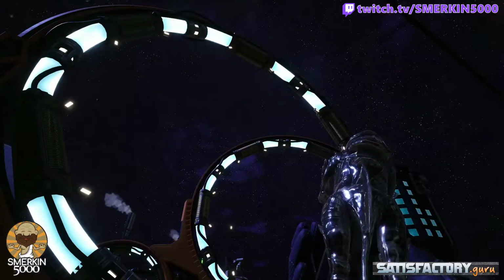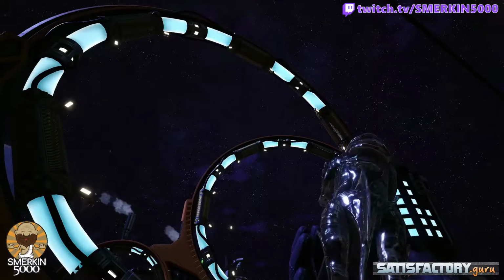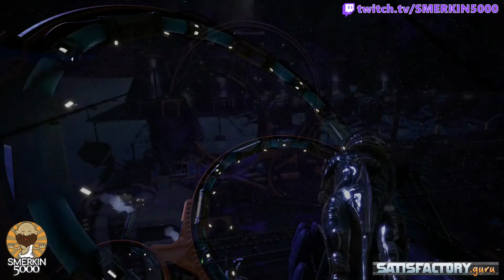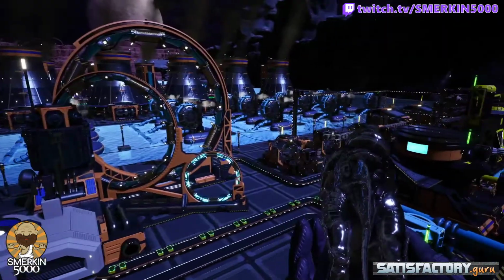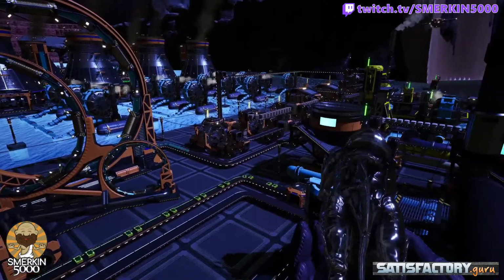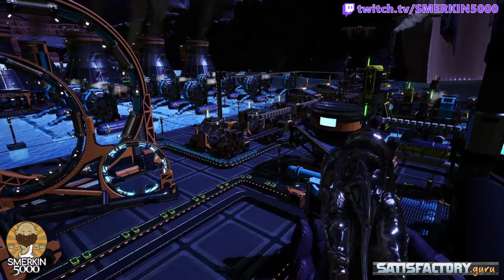There it is, folks, our first production run in the particle accelerator of the plutonium pellets. They are now feeding over in the background, and they will go to the process in front to make the encased plutonium cells.